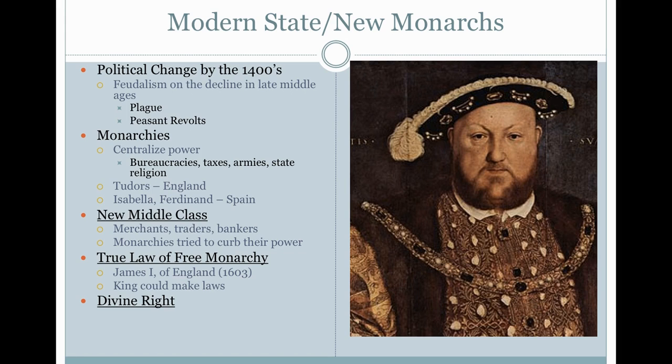Monarchies are going to emerge. King Henry was part of a monarchy or a ruling family, kind of like a dynasty, the Tudor family. They're going to centralize power by taxing, by having a state religion, for example, right? Definitely not secular, that's for sure. At least the Anglican Church wasn't secular. Isabella and Ferdinand would be the famous king and queen of Spain who promote Columbus's journey.